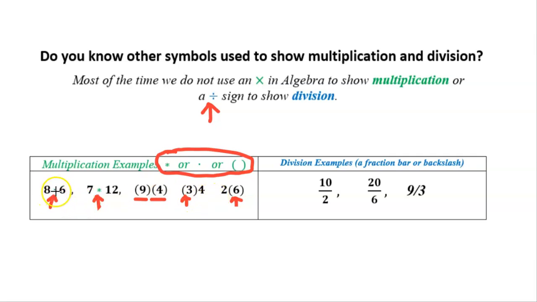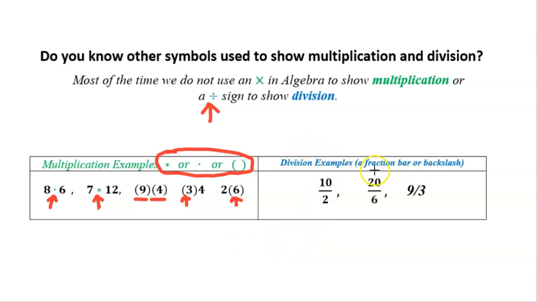This reads 8 times 6. The dot is read as times. 7, the asterisk is also read as times, 7 times 12. And when there's no symbol, we will insert the word times. 9 times 4, 3 times 4, and 2 times 6. You'll see this notation more often as you travel up through higher levels in your math, and you're going to get a lot of that new notation this year.